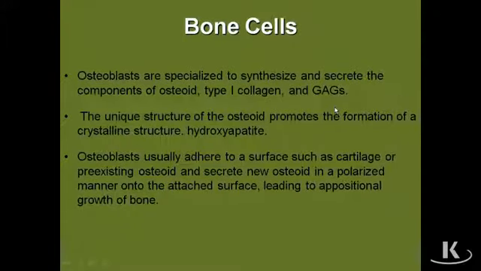Osteoblasts are specialized to synthesize the components of osteoid, and the major collagen component of osteoid is type 1, along with glycosaminoglycans. The unique structure of the osteoid promotes the formation of a crystalline structure known as hydroxyapatite. Osteoblasts adhere to a surface, such as cartilage or a pre-existing osteoid, and continue to secrete new osteoid in a polarized manner only onto the attached surface, leading to appositional growth of bone.